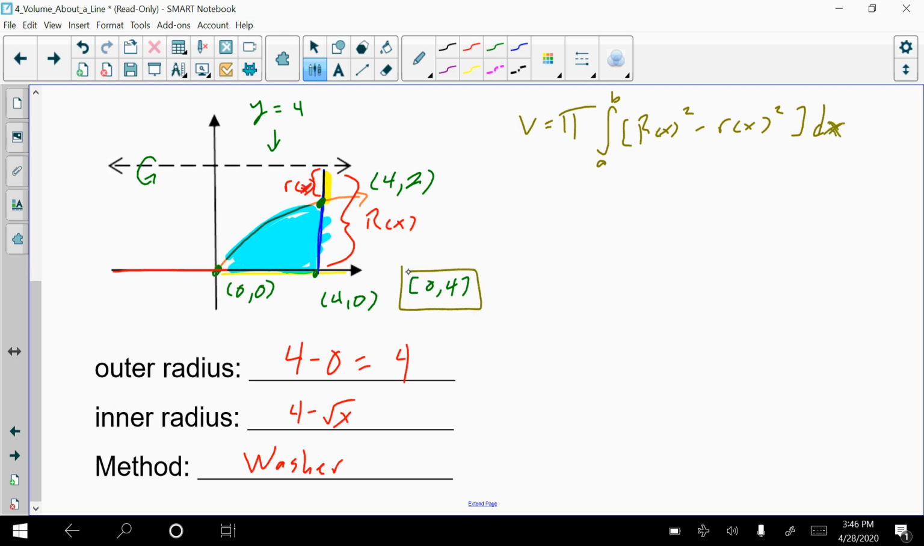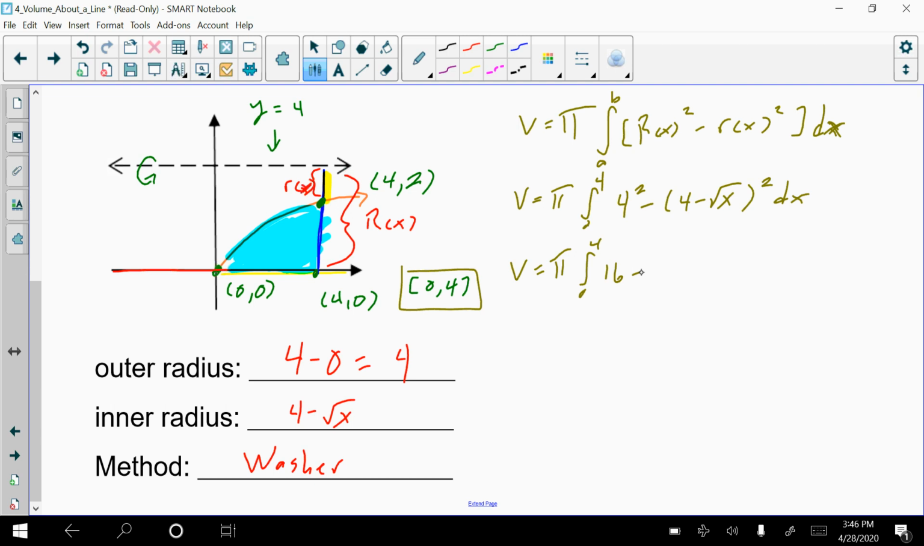Okay, so moving on, I'm going to say volume is equal to pi, and we'll do our interval from 0 to 4, and we just do some substitution here. So the outer radius is going to be 4 squared minus the inner radius, which we'll put in parentheses, 4 minus square root of x, squared, dx. We need to simplify our integrand. So 4 squared is going to give me a 16. And here I'm going to subtract.